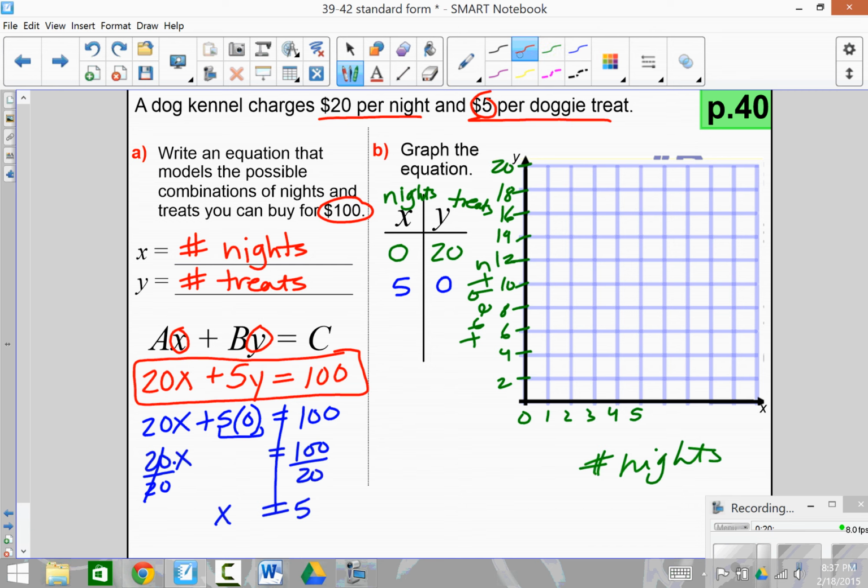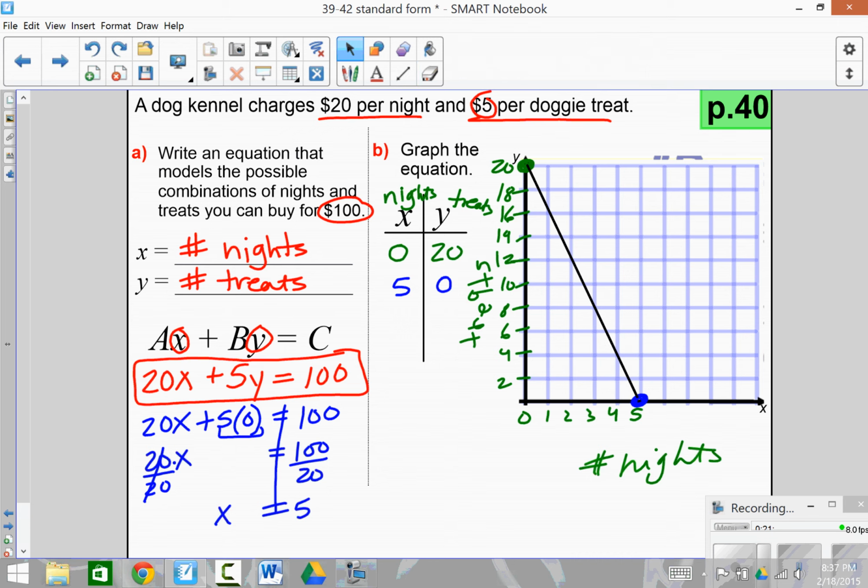And let's go ahead and plot our points here. 0, 20 is up here. 5, 0 is this point right here. This is 5 nights, 0 treats. Go ahead and do the best you can. Connect the dots. And you have the graph of 20x plus 5y equals 100 plotted on your graph.